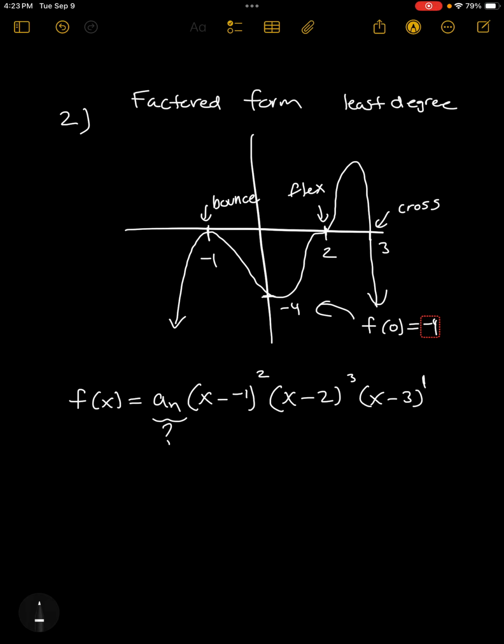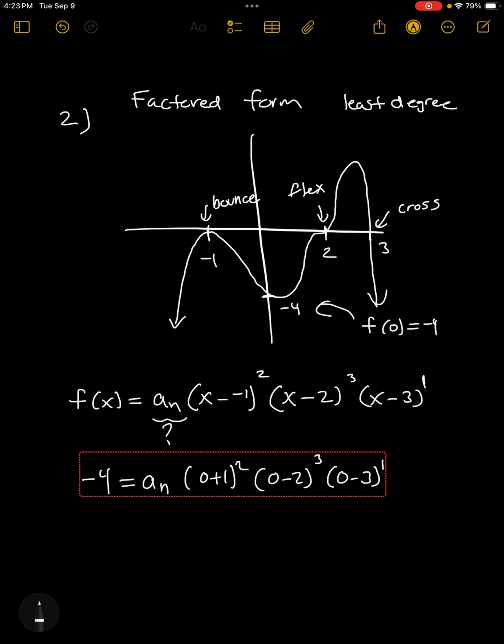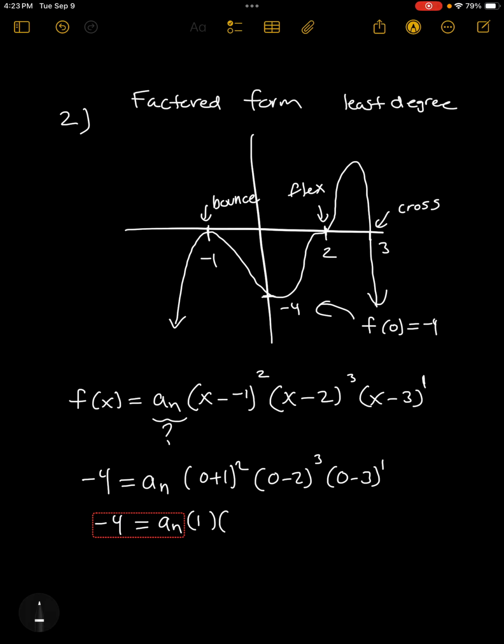So over here, when f of x is -4, my x value, right, is just 0. So 0 plus 1. Which is just 1. I'll just show you all the work here. And so this is kind of like your homework where you had to write the equation of a parabola, quadratic function in standard form, right? Plug in the vertex and then plug in the point on the graph. Okay, so solve for a sub n by evaluating. So a sub n times 1 squared, that's just 1. -2 cubed is -8. -3 to the first is just -3. Negative times negative is positive.